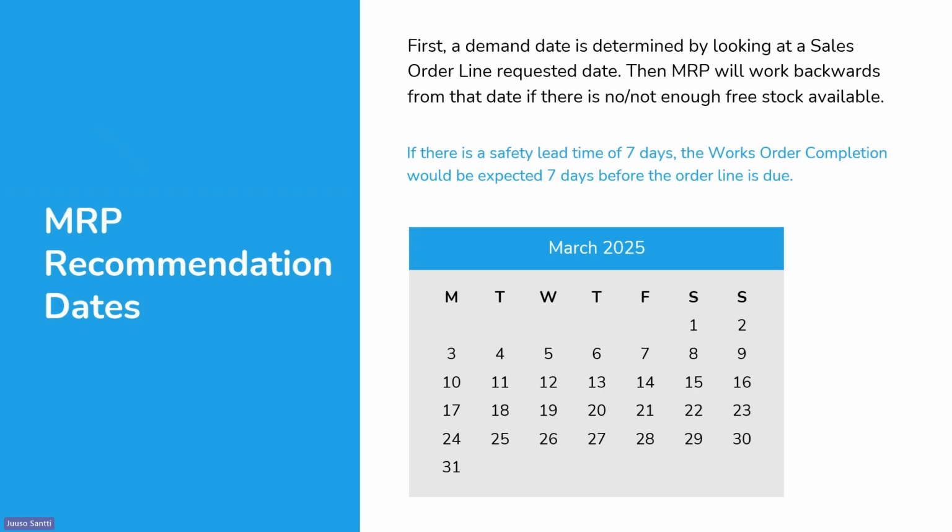Say we have a safety lead time, which is basically a buffer time, and the works order. So the works order would be completed, let's say, 7 days, a week before the order line is due. So how it works is we have a sales order for the 28th of March. Safety lead time says, okay, it will be completed on the 21st, or you need to complete it on the 21st. Anything between 21st and 28th will be a sort of danger zone.